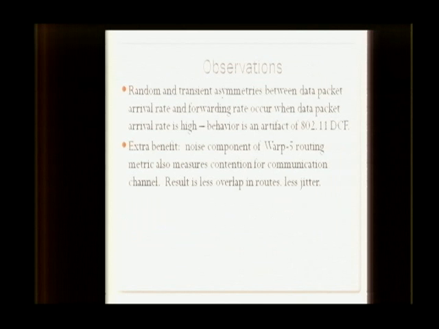Observation. If we go back a few slides, even when OR5 was doing the job in the noisy environment, there was still some sort of variability there. It was not nice and flat. These are random and transient asymmetries between the data packet arrival rate and the forwarding rate. These occur when the data packet arrival rate is high in an environment where there's a lot of contention.